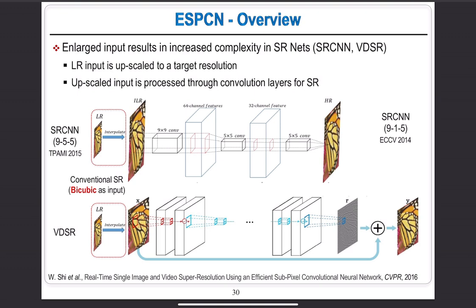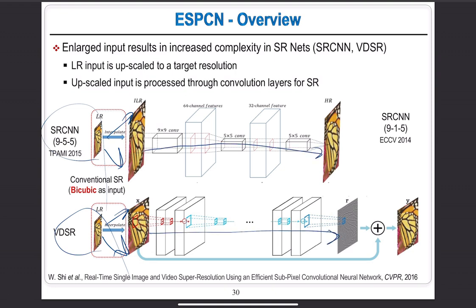And let's talk about ESPCN with conventional super resolution SRCNN and VDSR. In SRCNN and VDSR, the low resolution image is first upscaled, interpolated, usually using maybe bicubic or bilinear interpolation, and then passed through some kinds of convolutional neural networks. And this upsampling increased the input size and computational cost, especially when dealing with high-resolution images.